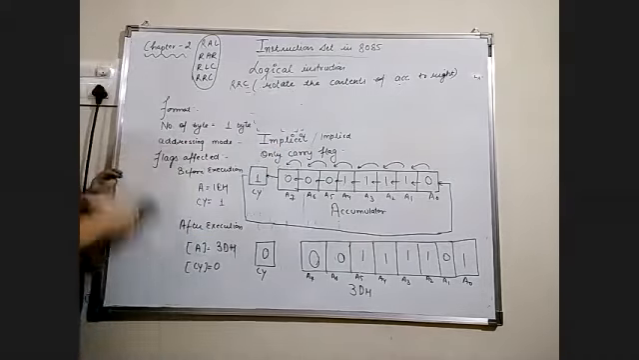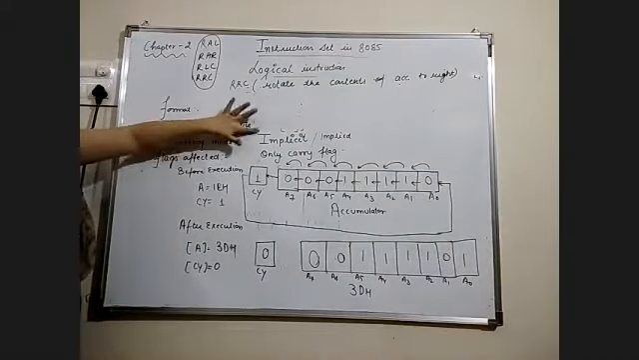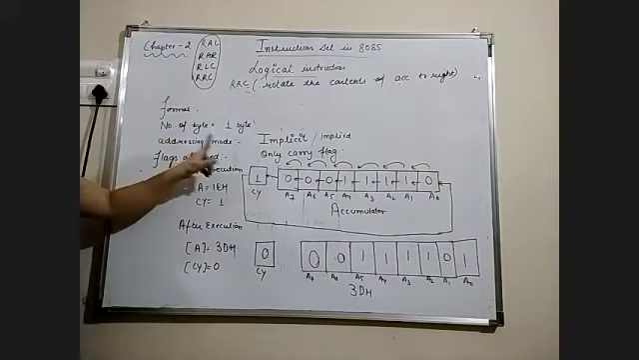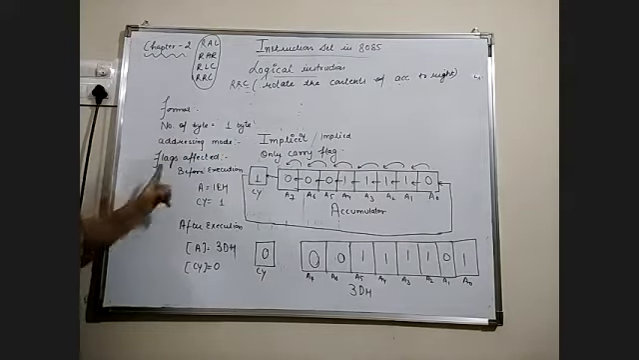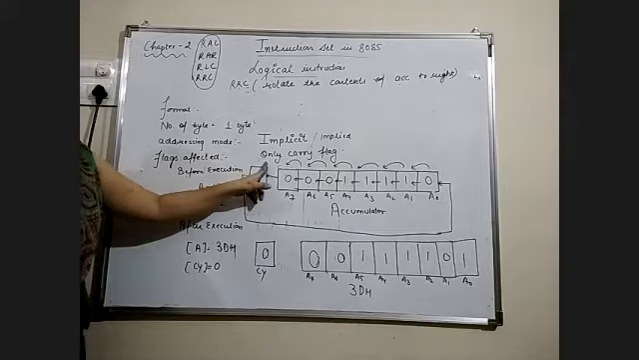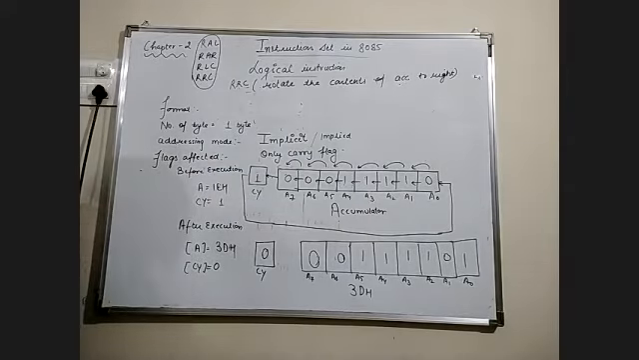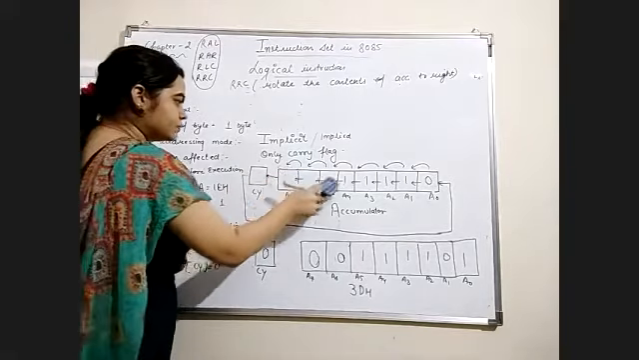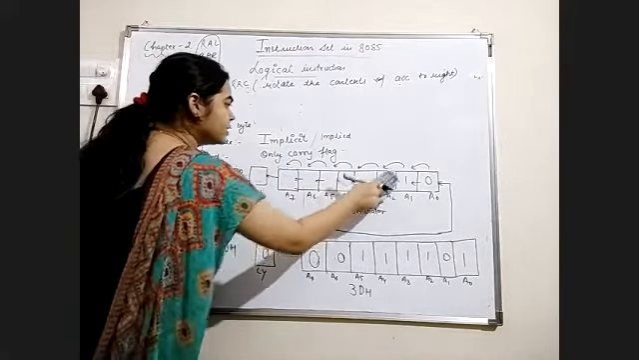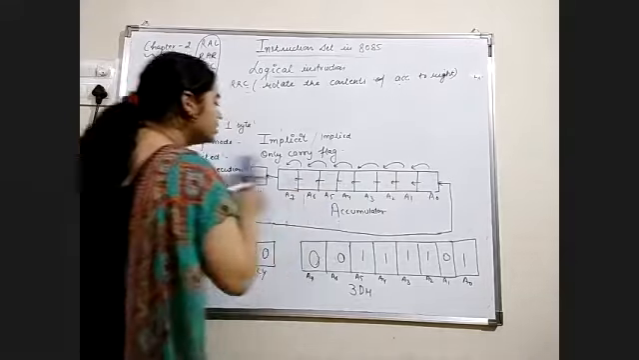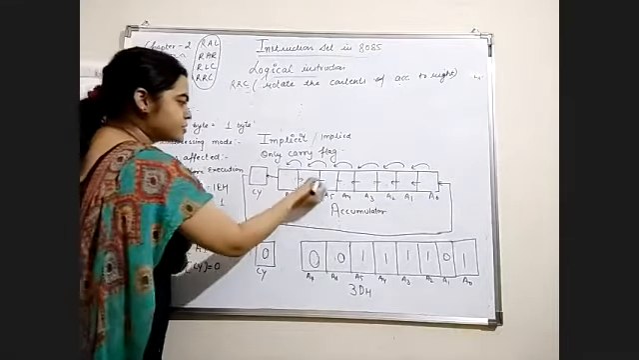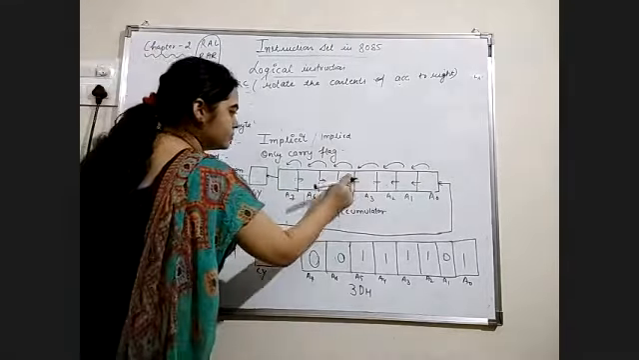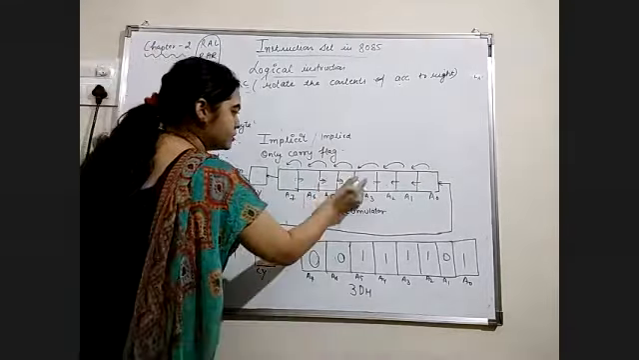Now we have number of bytes. This instruction will occupy 1 byte of memory. The addressing mode remains the same, that is implied. For flags affected, only the carry flag will be affected. Before execution, we can see the diagram first. In this case, we are rotating the contents on the right hand side, so the arrow is towards the right side.